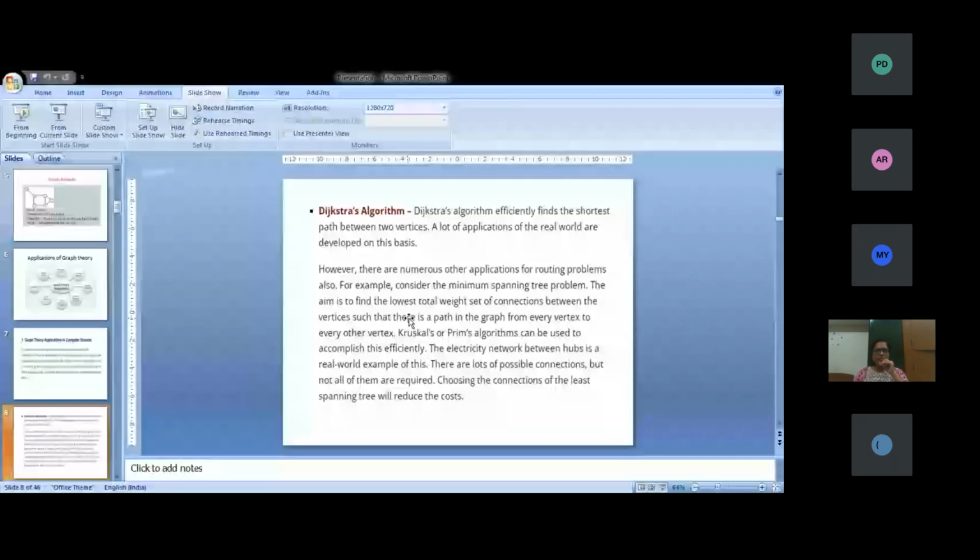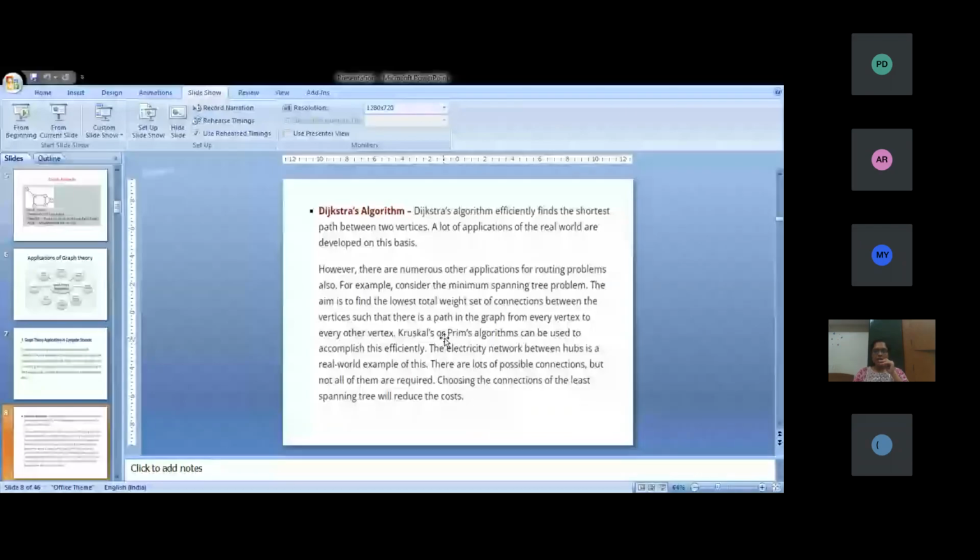Here we see the minimum spanning tree problem. We are finding the minimum weight, that is, the lowest total weight of the connections between vertices, such that there is a path in the graph from every vertex to another vertex. Or otherwise we can say the shortest path. That is Dijkstra's algorithm's main aim. We also have other algorithms, Kruskal's algorithm and Prim's algorithm, which are also used for finding the minimum route or minimum path.